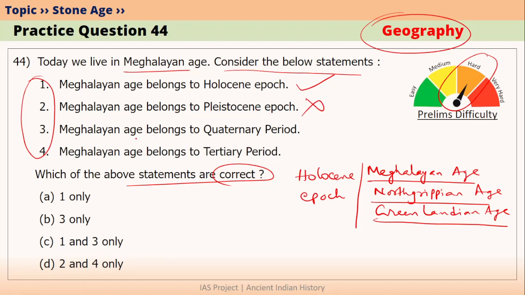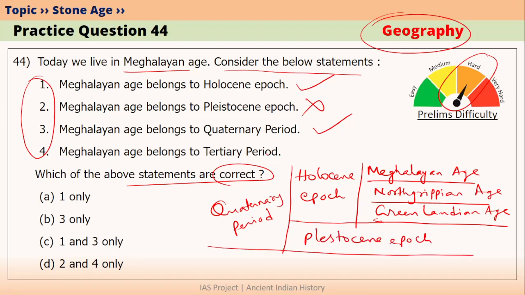The third statement is, Meghalayan age belongs to Quaternary period. This is also correct because Holocene epoch belongs to Quaternary period and Quaternary period has Holocene epoch as well as Pleistocene epoch. The fourth statement is, Meghalayan age belongs to Tertiary period. This is obviously false because if 3 is correct, 4 will be wrong. So basically tertiary period was the period before quaternary period. So tertiary period is over here. So the correct answer would be 1 and 3 are correct.